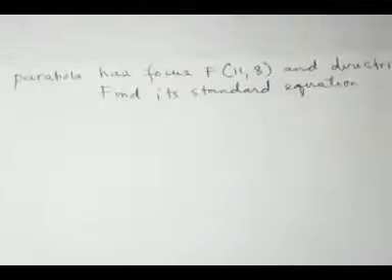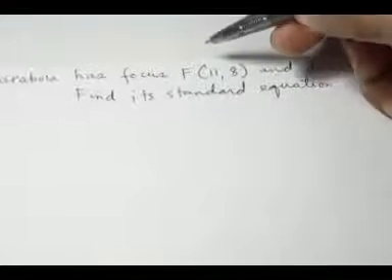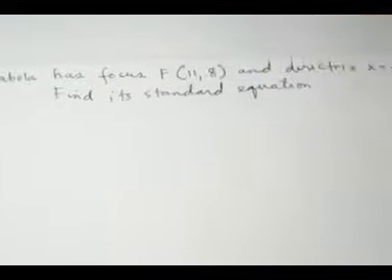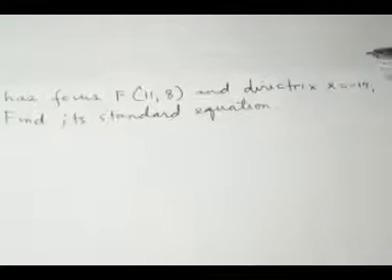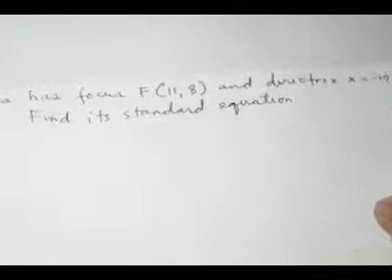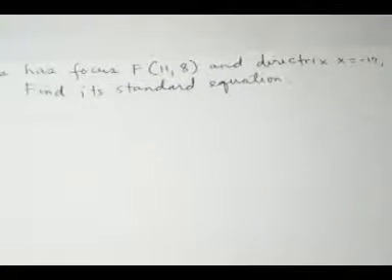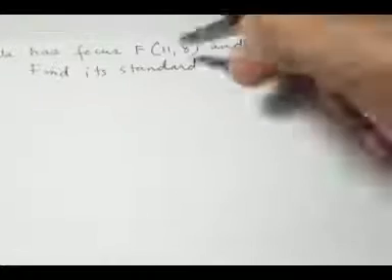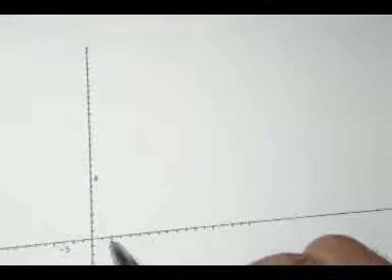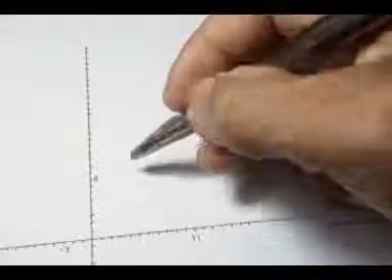Okay, next problem. A parabola has focus F(11, 8) and its directrix x equals negative 17. Find its standard equation. Okay, let us make some sketch of the parabola. So the focus is (11, 8). Let us locate the point (11, 8). This is 1, 2, 4, 6, 8, 10, 11. This is 11 and 8.